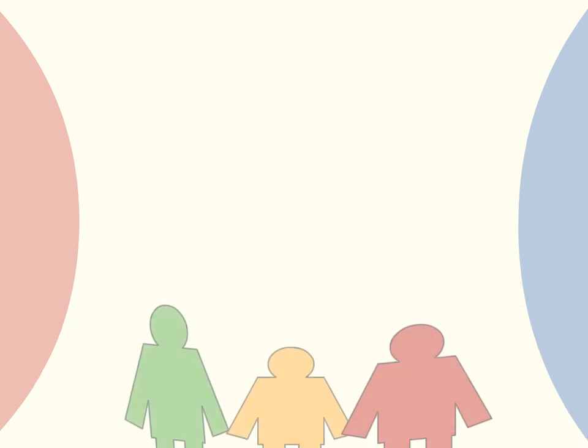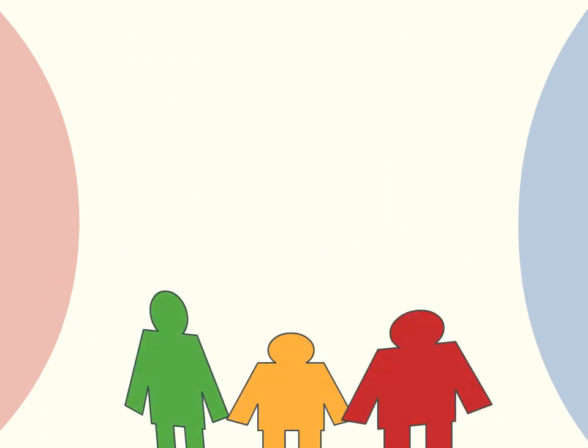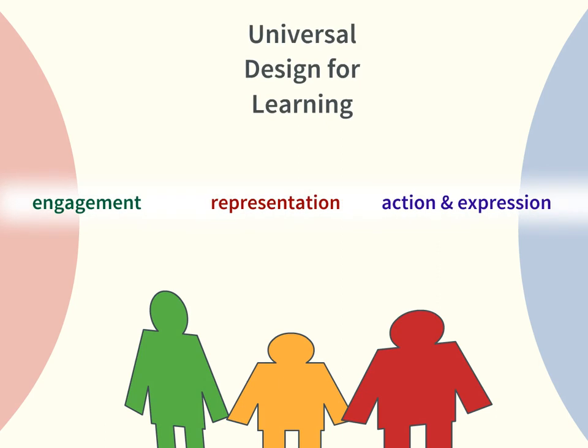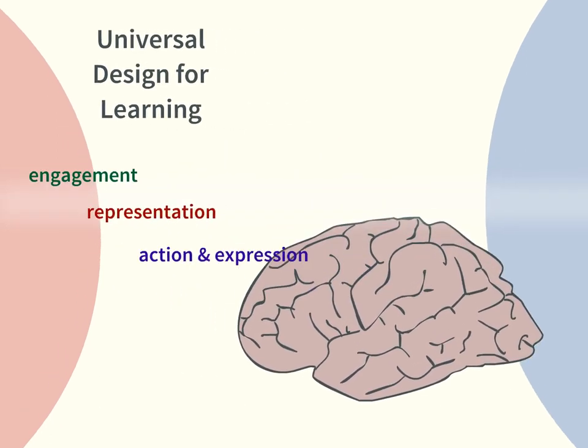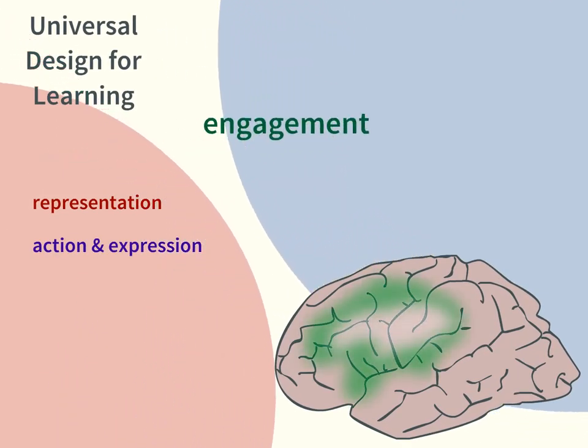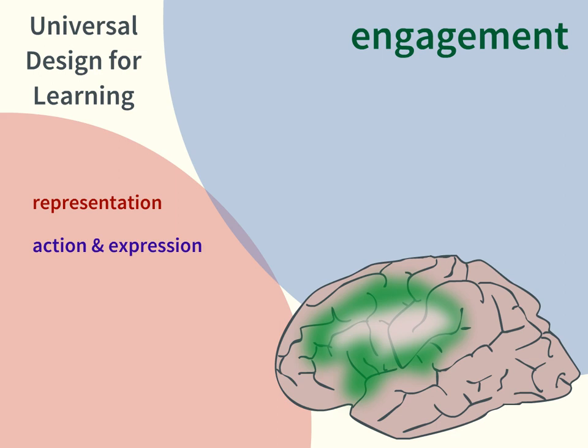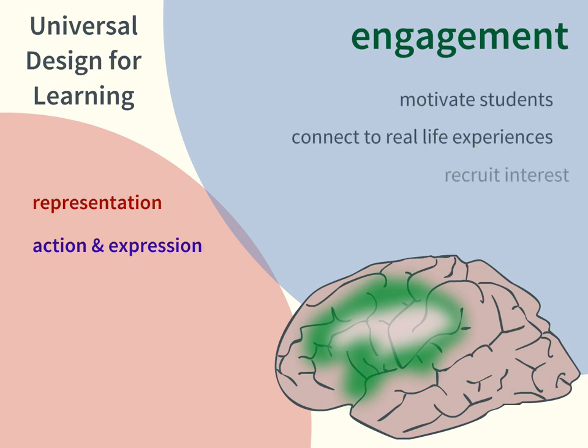In order to achieve accessibility for all students, we can refer back to the 3 principles of Universal Design for Learning, which are based on the latest neuroscience cognitive research. Let's take a closer look at each of the 3 principles. Principle number 1, providing multiple means of student engagement, is in many ways the most important principle. We must hook our students with our instruction. If we don't motivate them, make connections to real-life experiences, or recruit their interest, it won't matter how brilliant our academic instruction is.